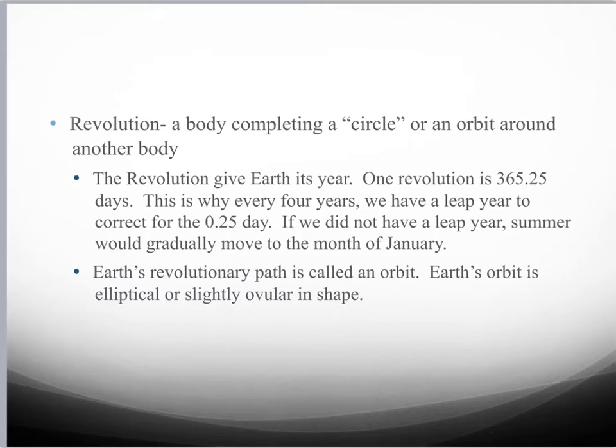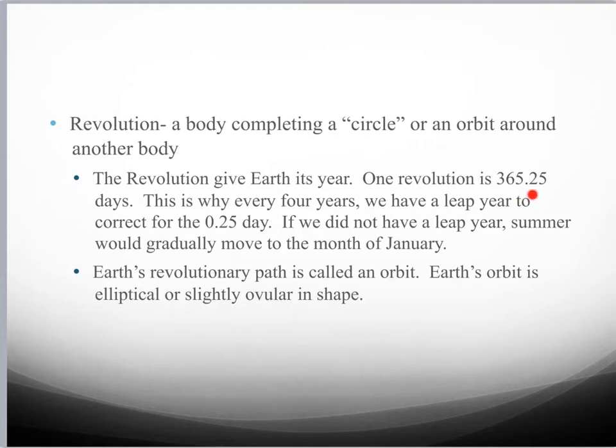A revolution is a body, such as a planet, completing a complete circle around an orbit. I put circle in parentheses because usually it's not an exact circle, it's more like an oval, and we call that an ellipse. The revolution of the Earth provides the Earth with 1 year. It takes the Earth 365.25 days to make one full revolution around the Sun.